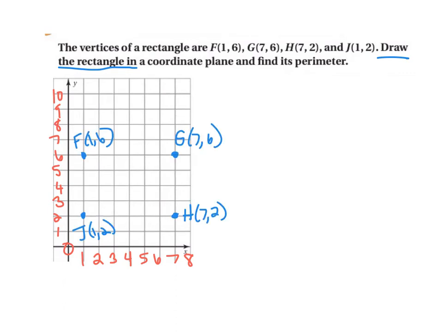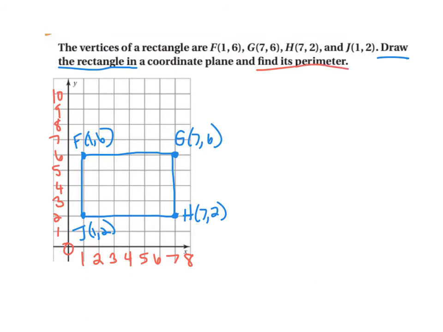After everything is drawn and labeled in, don't forget to connect all of your points in order. So we went from F to G, G to H, H to J, and then you finish off your quadrilateral by going back to that original point. And you can see we've created a rectangle here.